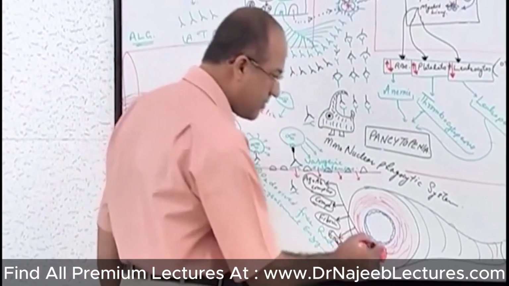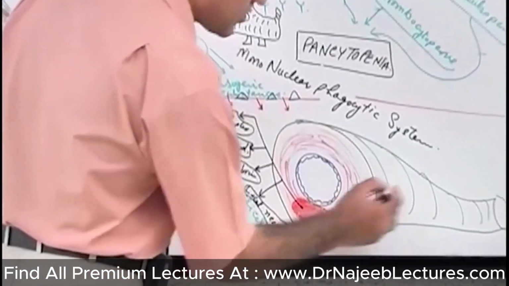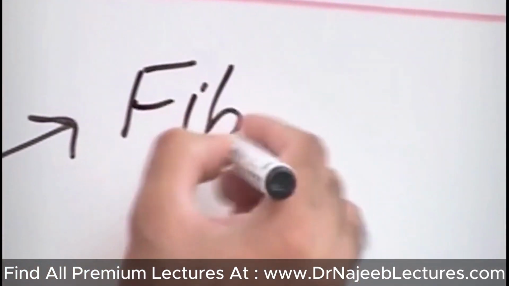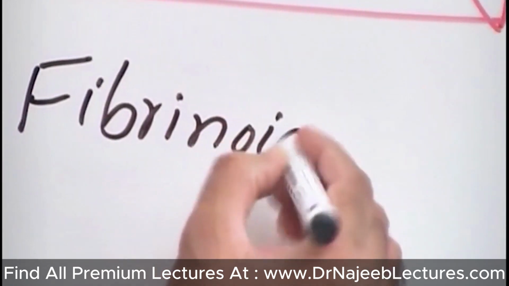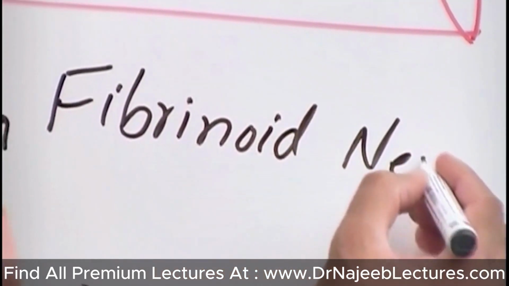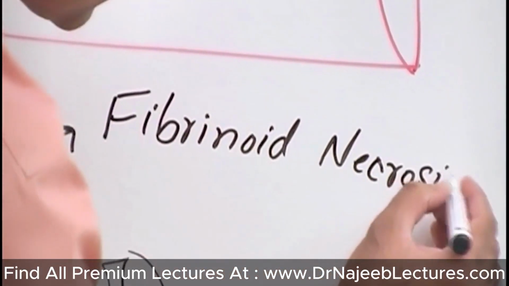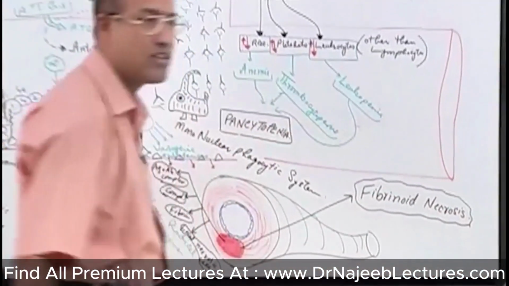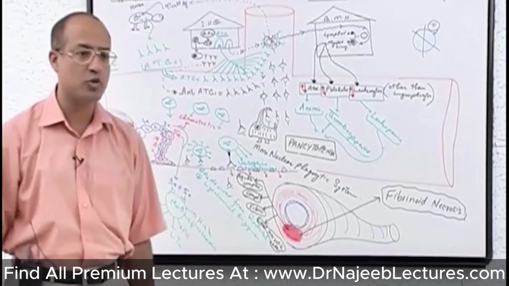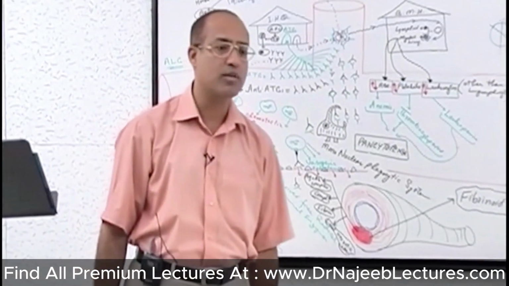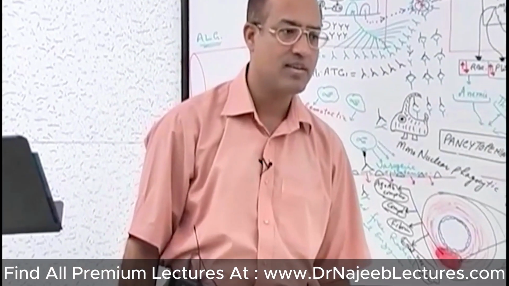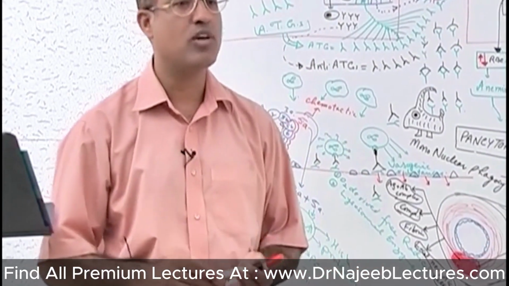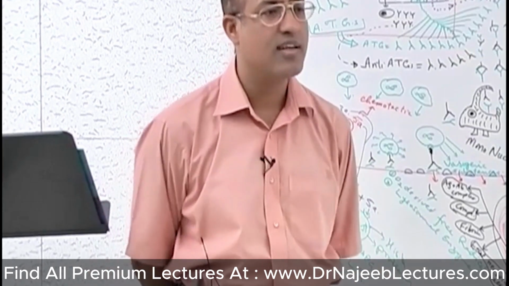What is this point called? Yes, fibrinoid necrosis. Fibrinoid necrosis is the hallmark of type 3 hypersensitivity reaction. Fibrinoid necrosis in the vascular media. So there is immune. Now let's define what is type 3 hypersensitivity reaction.